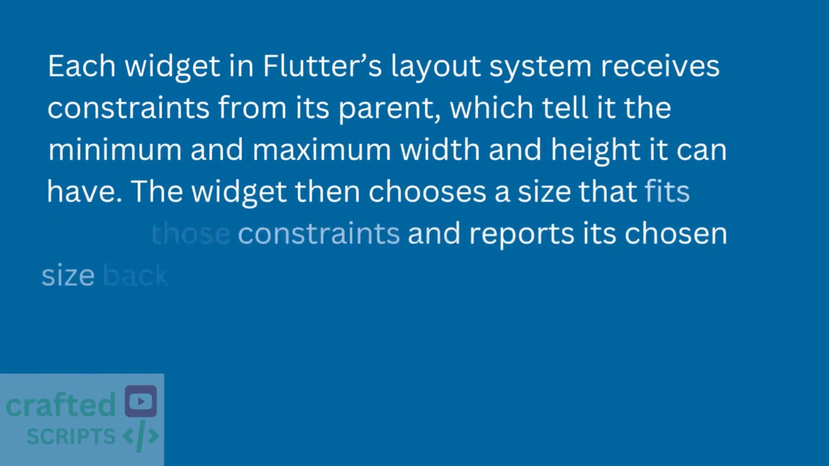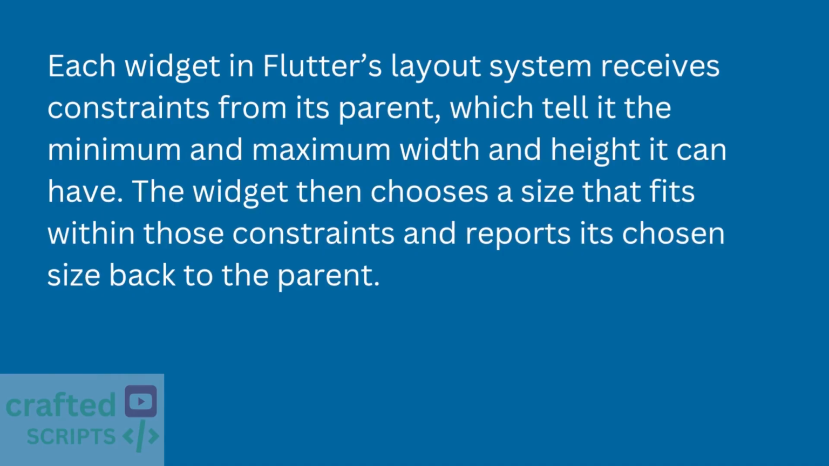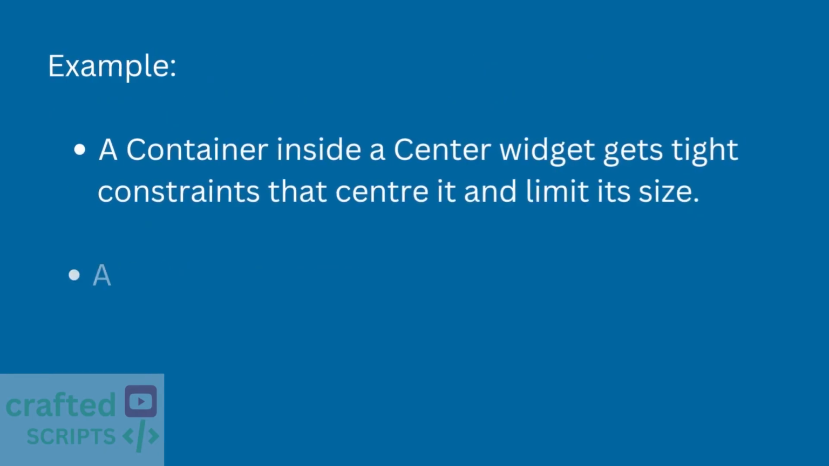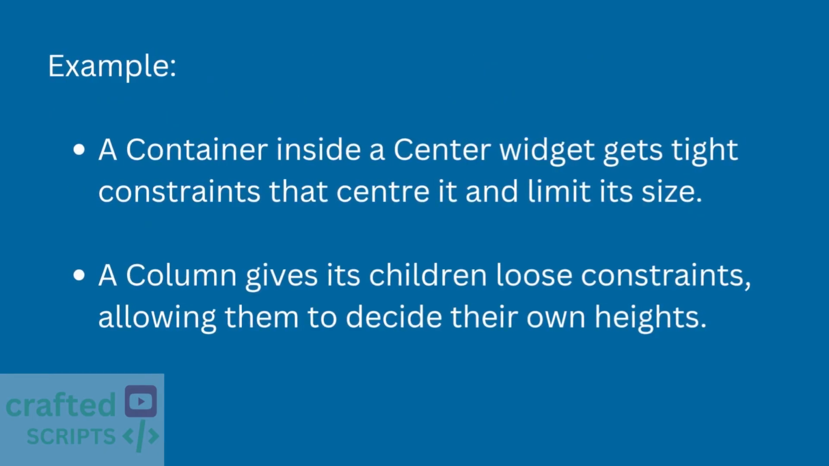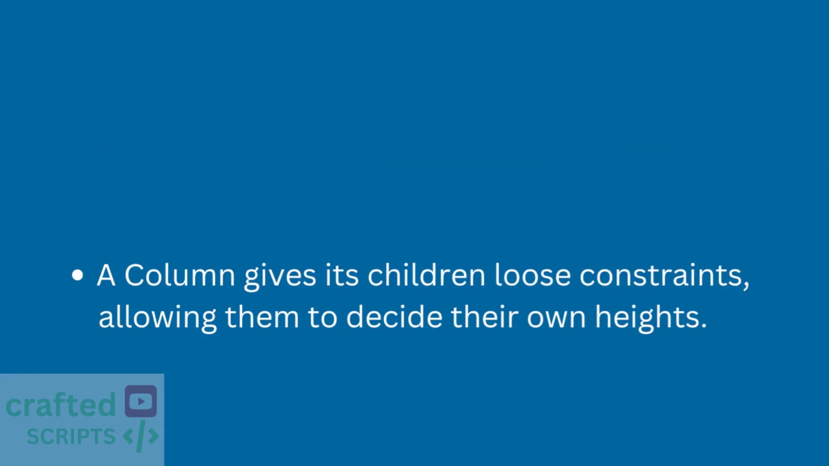Each widget in Flutter's layout system receives constraints from its parent, which tell it the minimum and maximum width and height it can have. The widget then chooses a size that fits within those constraints and reports its chosen size back to the parent. Example: a container inside a center widget gets tight constraints that center it and limit its size. A column gives its children loose constraints, allowing them to decide their own heights.